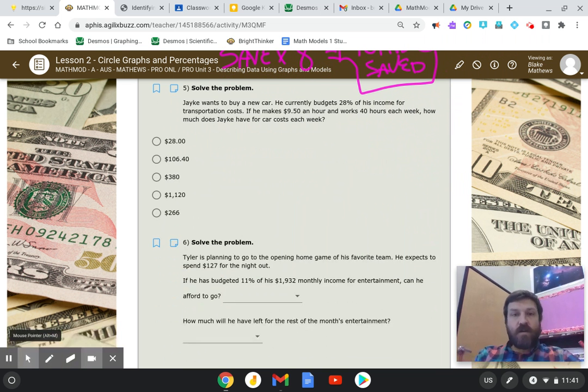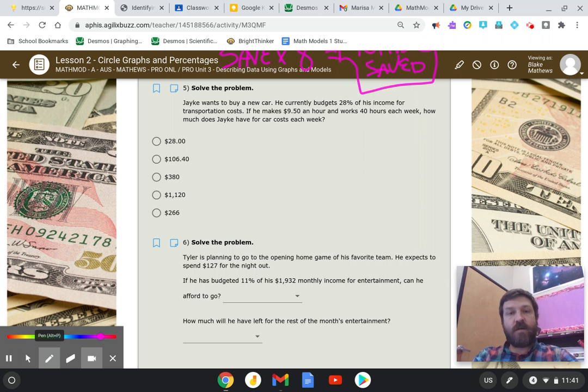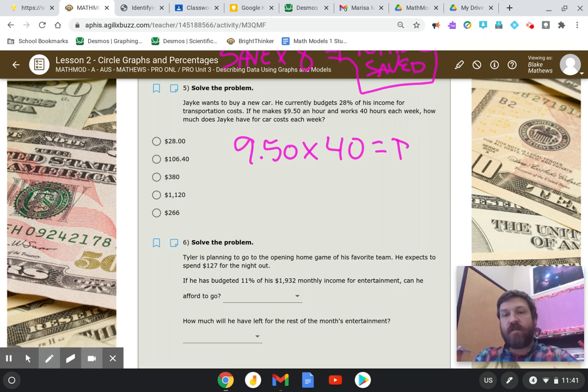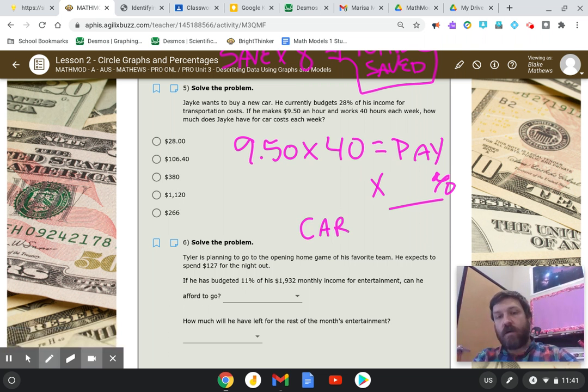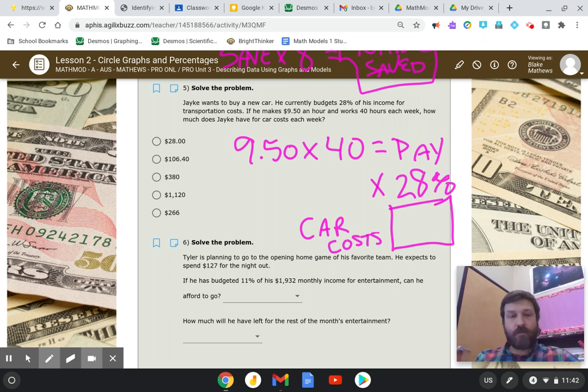Jake wants to buy a new car. He currently budgets 28% of his income for transportation costs. If he makes $9.50 an hour and works 40 hours a week, how much does he have for car costs each week? So you need to find his total pay each week, which is going to be $9.50 times 40. That's his pay. Then you're going to multiply that times the percentage to find how much he has for car costs. That answer you get after you multiply the percentage, which is 28%, will give you the car costs.